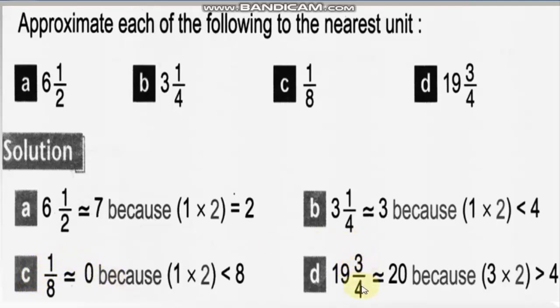19 and 3 over 4. We'll multiply the numerator by 2. 3 times 2 equals 6. 6 is greater than 4, so we'll add 1 to the whole number, so 19 became number 20.